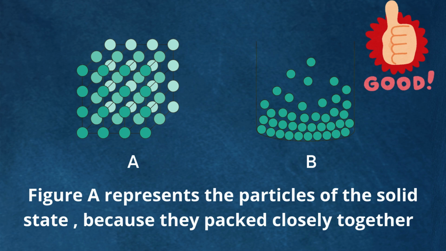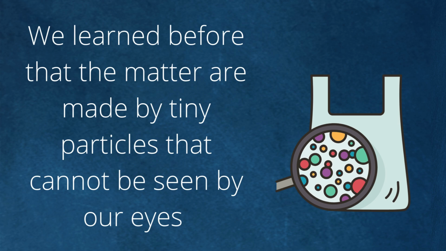Yes, figure A represents the particles of the solid state. And why? Because they are packed closely together, or packed tightly together. So well done, grade 5 students. From the information that we learned, matter is made of tiny particles that we can't see with our eyes. We can't see these particles because they are very, very tiny, very, very small.